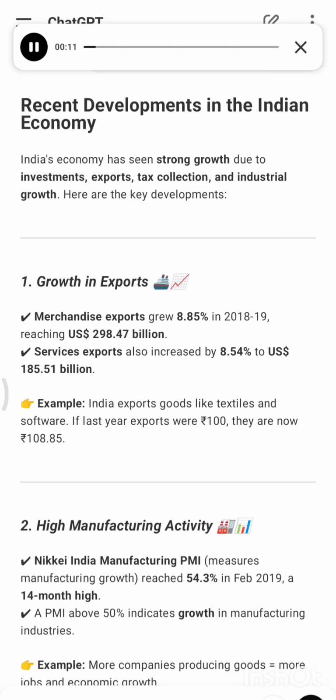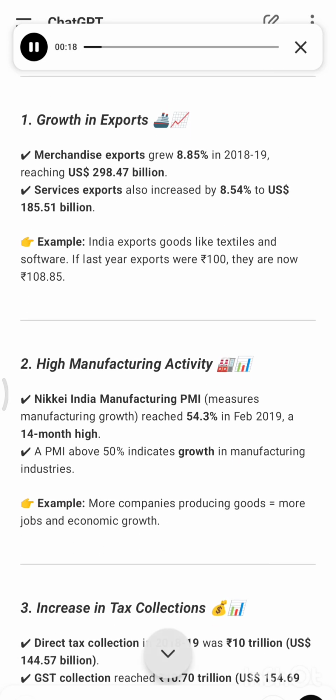1. Growth in exports. Merchandise exports grew 8.85% in 2018-19, reaching $298.47 billion. Services exports also increased by 8.54% to $185.51 billion. Example: India exports goods like textiles and software. If last year exports were 100, they are now 108.85.